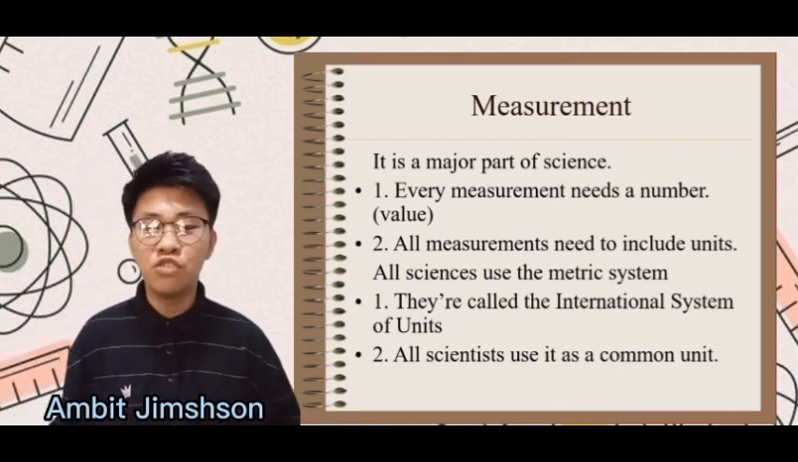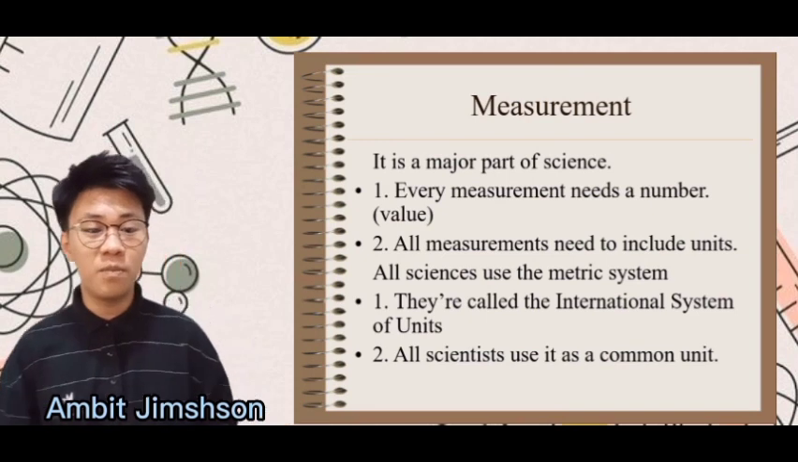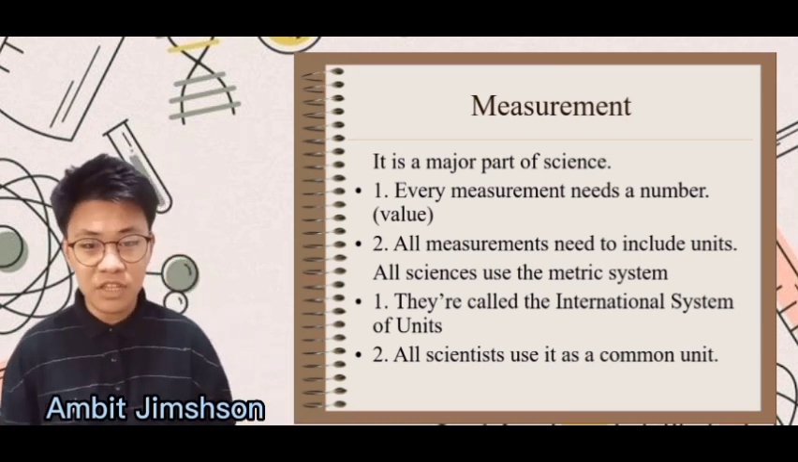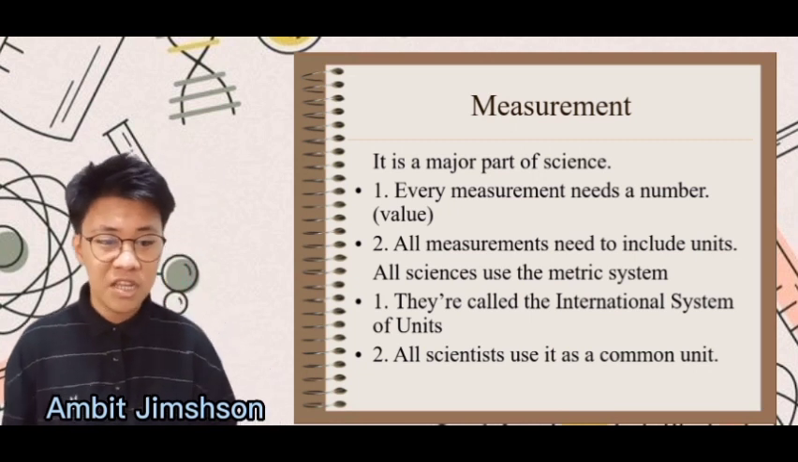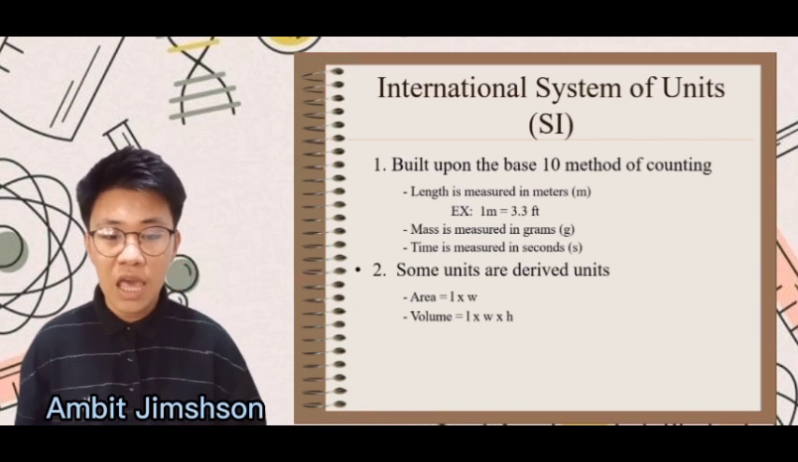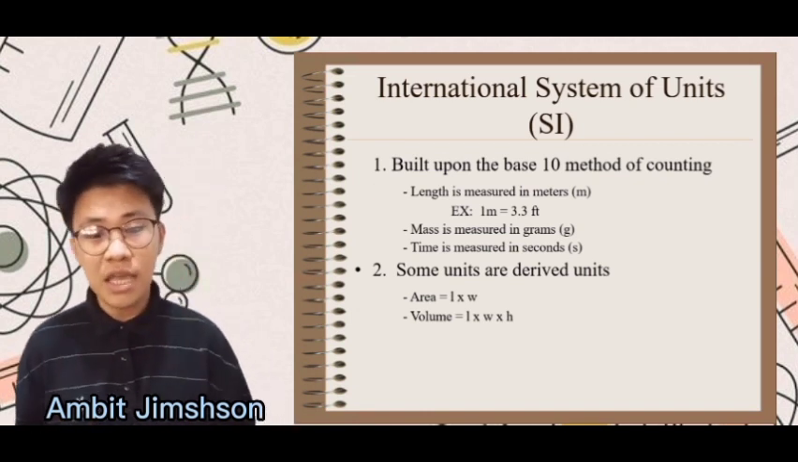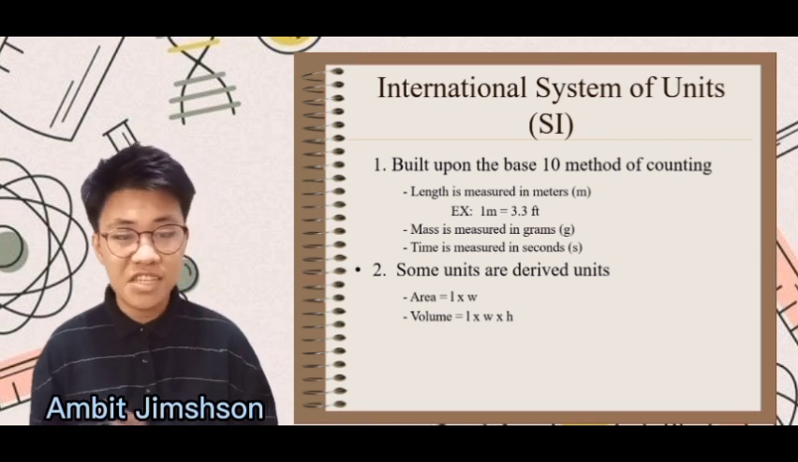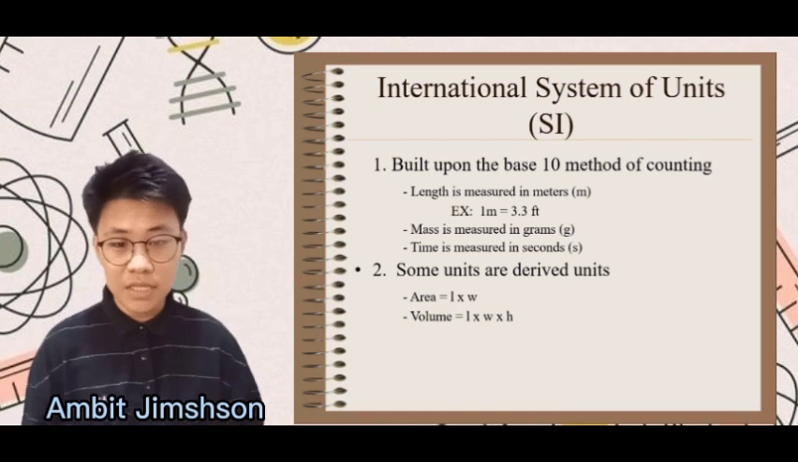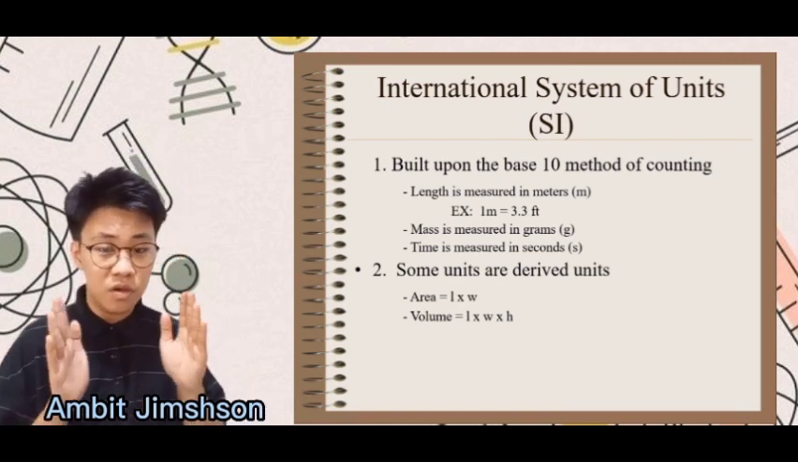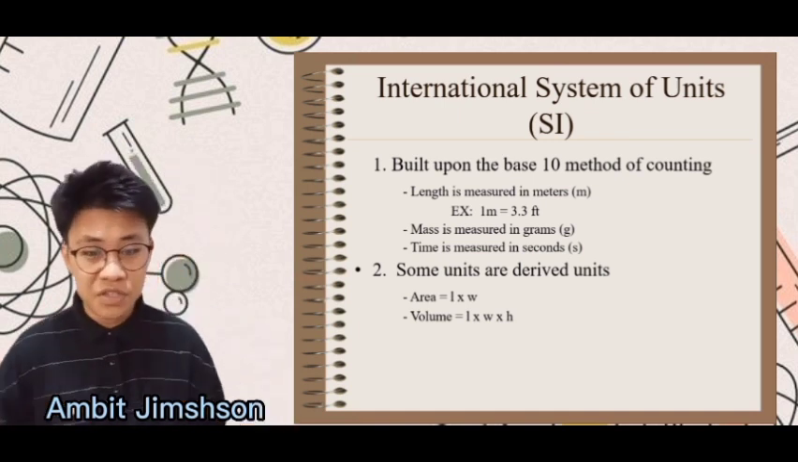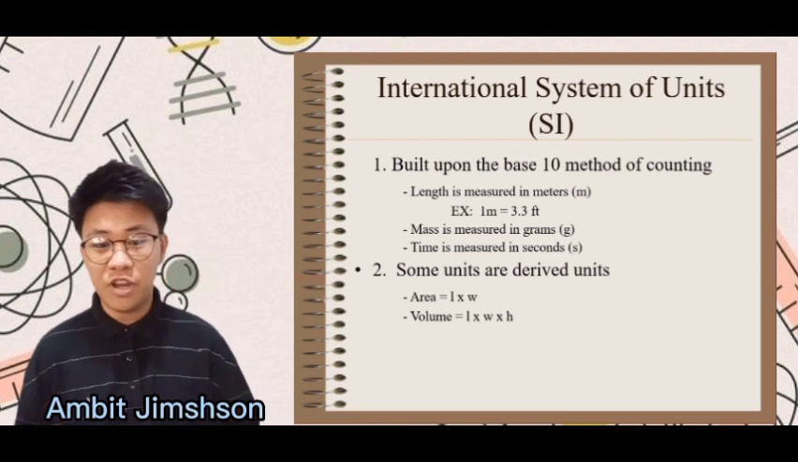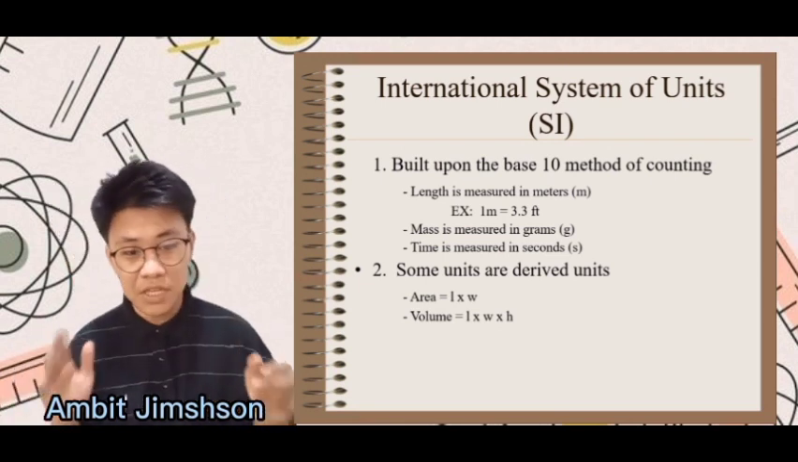Measurement. Measurement is a crucial aspect of science. Here are some key points about measurement. Every measurement consists of a numerical value or quantity. All measurements must include units. In science, the metric system, specifically the International System of Units, SI, is widely used. The SI units are based on the base 10 system. For example, length is measured in meters, mass in grams, and time in seconds. Some units are derived units, which are combinations of base units. For instance, area is measured in square meters and volume is measured in cubic meters.